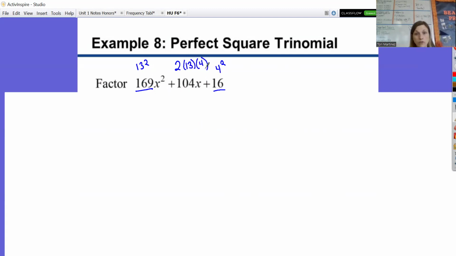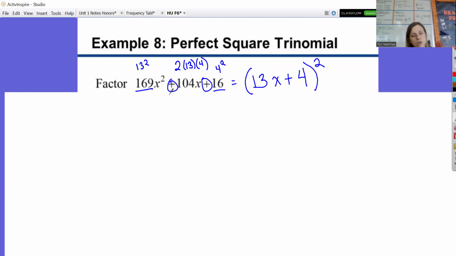But if it did say factor the perfect square trinomial, if that's what the directions were, then what I would do, and you can see on the last screen, is I just go through and take the square root. The square root of 169 is 13. Bring down your x. This is a plus, this is a plus, this is a plus, so I put plus. The square root of 16 is 4 squared.